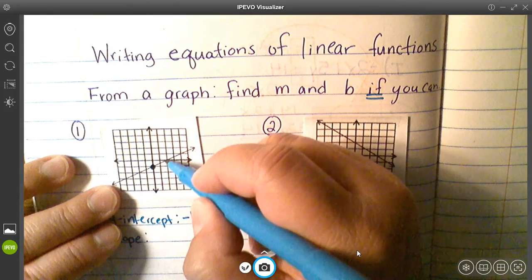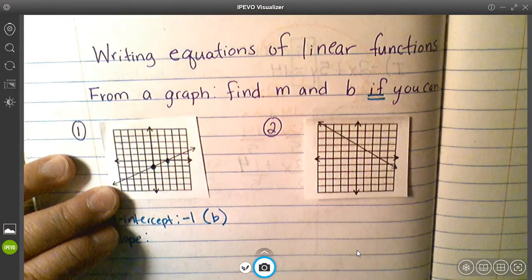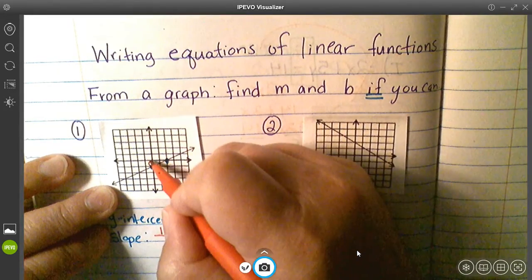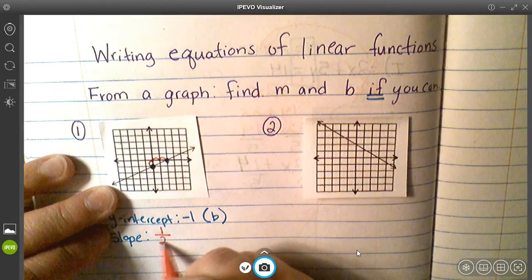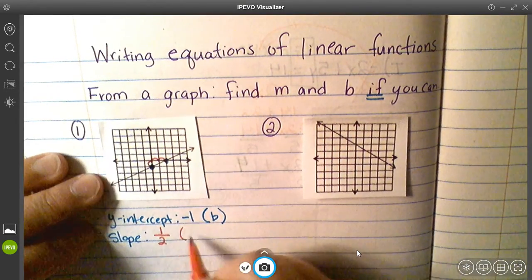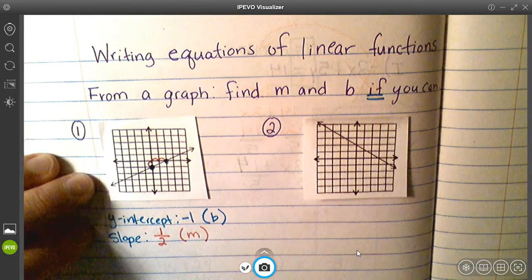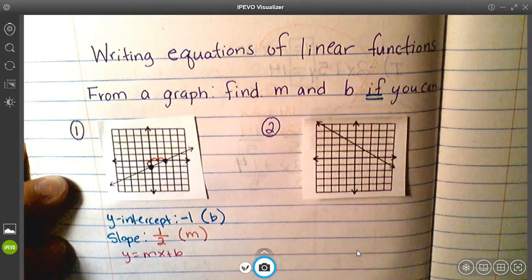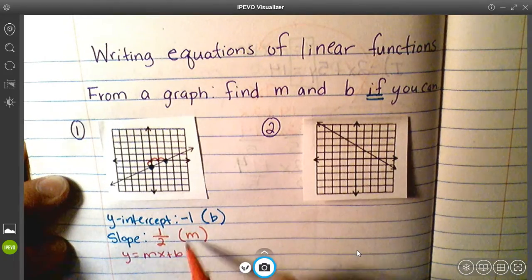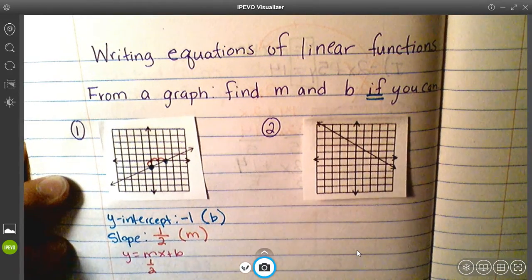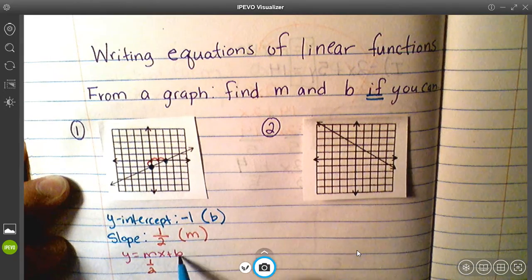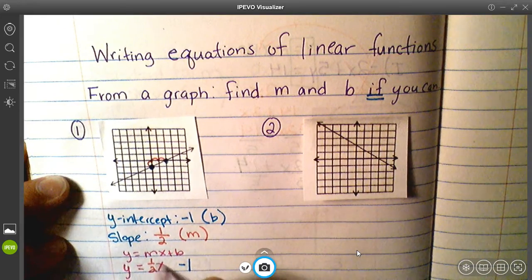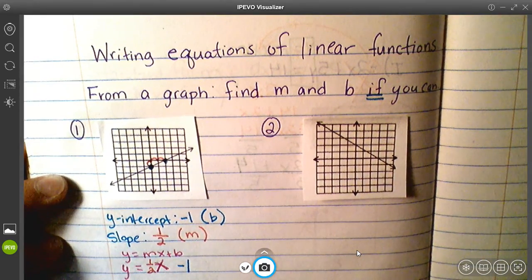So I'm going to find another point. Here's one right here. And I can count my slope. So if I go up 1, that's a rise of 1. And then I go to the right 2, then my slope is 1/2. And that's going to give me my m. So that's super easy because in slope-intercept form, I now have my m, which is 1/2, and I have my b, which is -1. And so I have my graph in slope-intercept form.